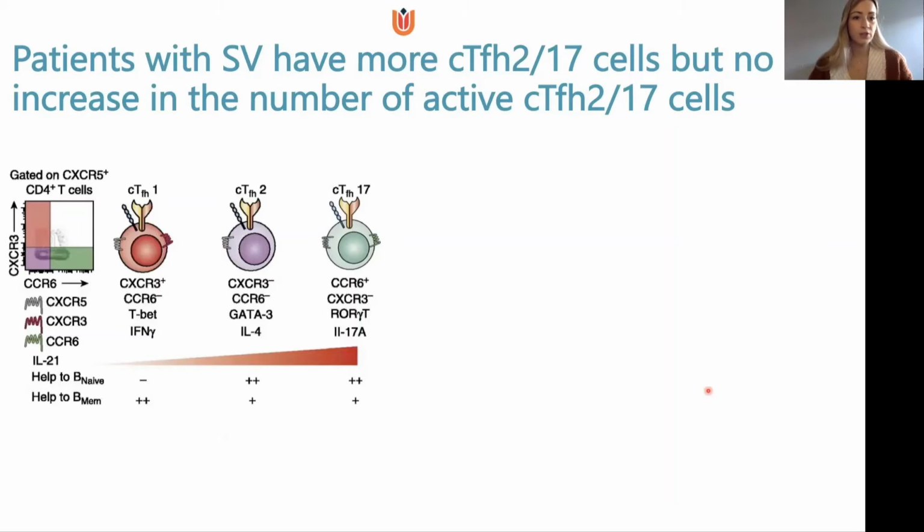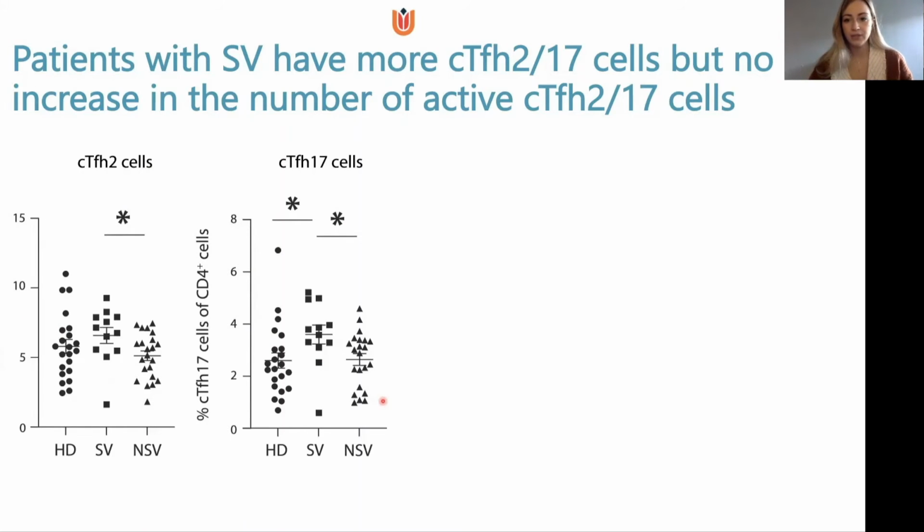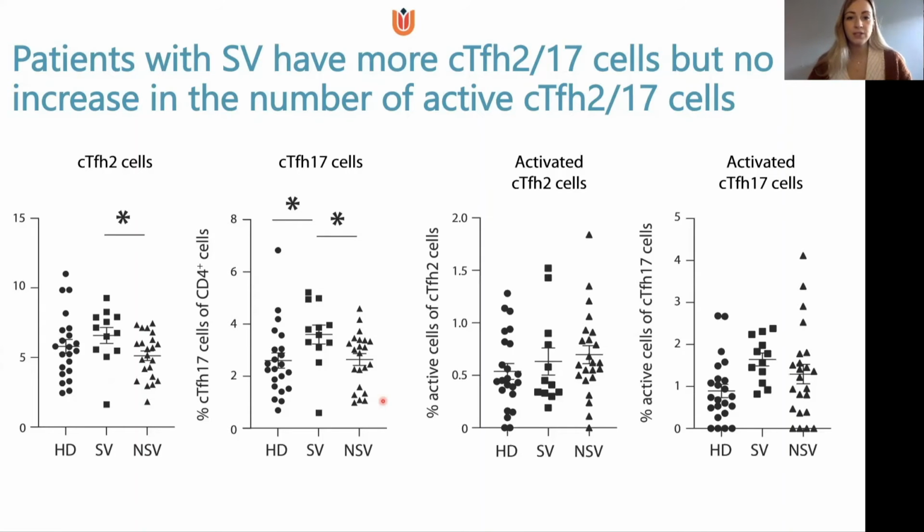On the basis of the expression of CXCR3 and CCR6, we can decipher different phenotypes of T follicular helper cells. These cells differ in their ability to provide B cell help to naive or memory B cells. T follicular helper 2 and 17 cells were significantly increased in segmental vitiligo compared to non-segmental vitiligo and healthy controls. However, these patients did not show more active T follicular helper 2 and 17 cells.